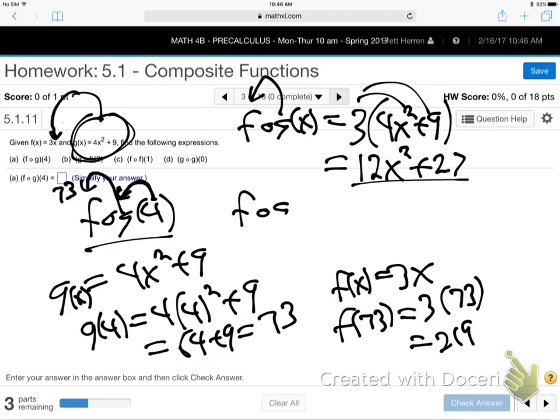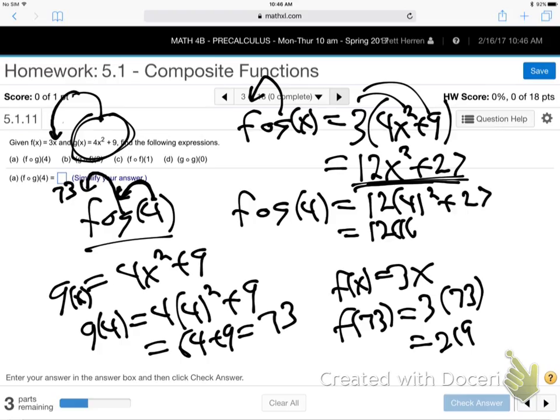Now you can say, okay, I'll just use that to find f of g of 4. Because that is the function, f of g of anything. So now plug in 4. 12 times 4 squared plus 27. That's 12 times 16 plus 27. I'm betting that's 219. Somebody have a calculator? See how it comes out the same. So either way on that one.